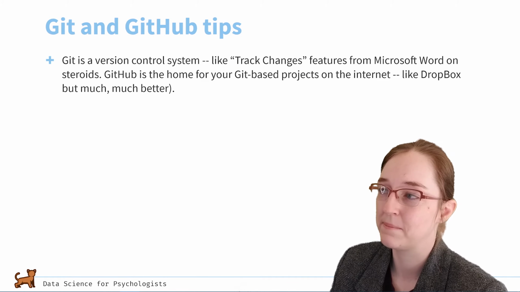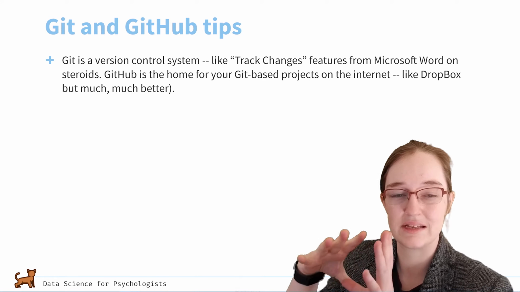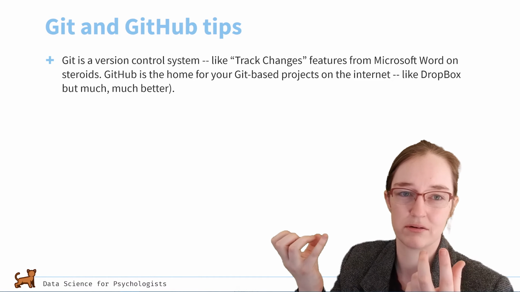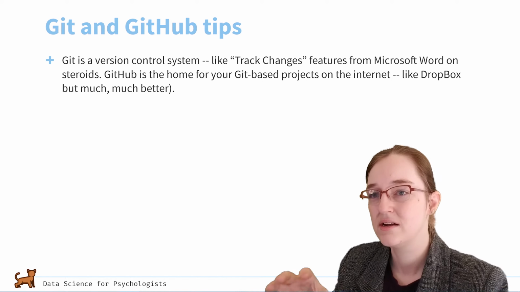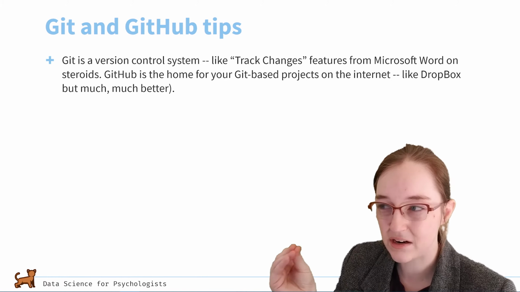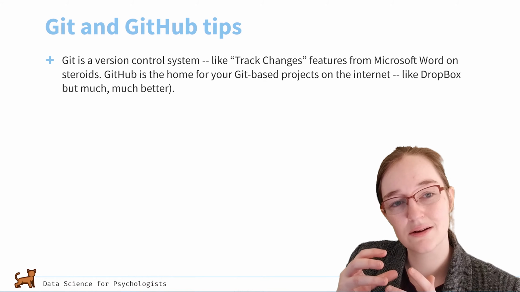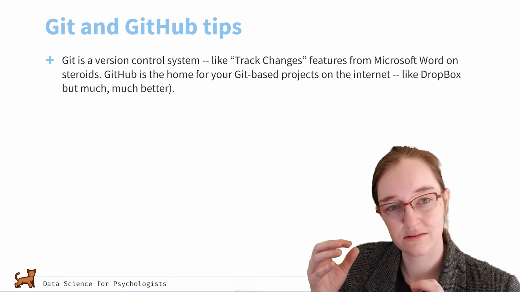So yeah. All right. So pro tips. Git is a version control system. Well, GitHub is the user interface. It's like R to RStudio. It's the exact same kind of idea. So it's like track changes from Microsoft Word on steroids. But it's also the home for your Git-based projects on the internet. So it's like Dropbox, but better because it's free.